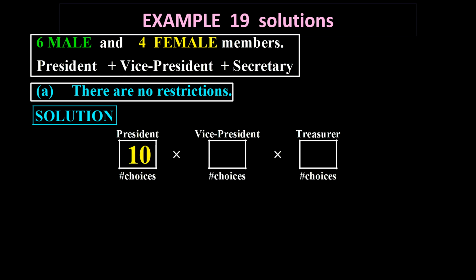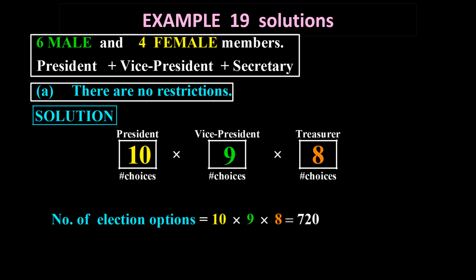So there are 9 ways of choosing the vice president. In other words, 2 people have already been elected out of the 10. That leaves us with 8. So in other words, we have 10 times 9 times 8. If we calculate that, there are a total of 720 ways in which we can elect the president, the vice president, and the secretary from 10 members with no restrictions.